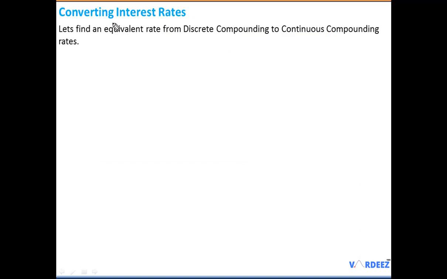Okay, moving on to another topic, and that is converting interest rates. In this, we're going to find an equivalent rate from discrete compounding to continuous compounding, or I can say that if I have a continuously compounded rate, then what will be the equivalent discrete compounding rate? We're going to be taking that example, but before that, let's check out some of the formulas that we need to calculate these equivalent rates.